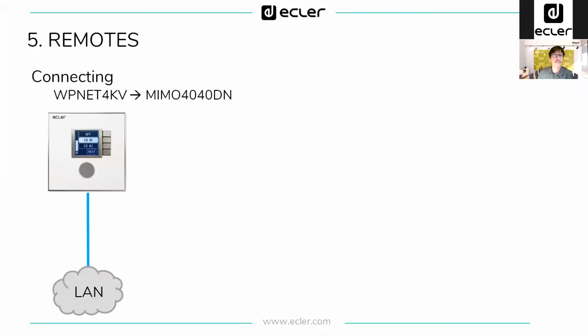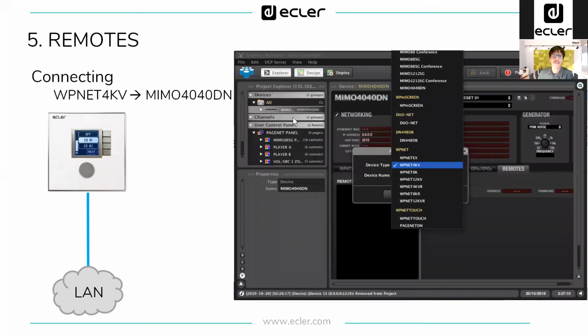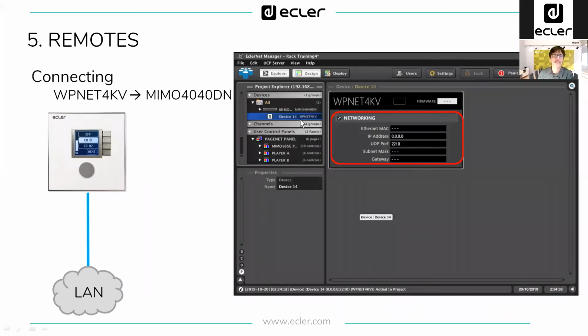Digital remotes connecting WPNet 4KV to MIMO 4040. Here, as they are connected to the network, it's a device in my device list. We add a device and we add a WPNet 4KV. So it's listed in my device list because it's in the project. It's not connected to a device yet. And here we configure the network parameters.